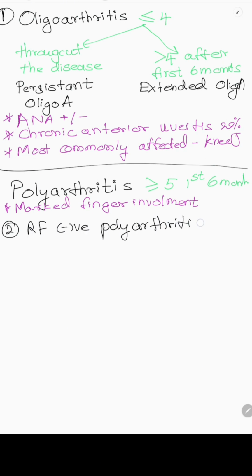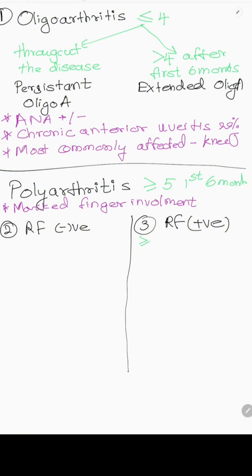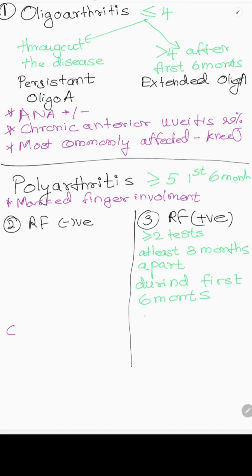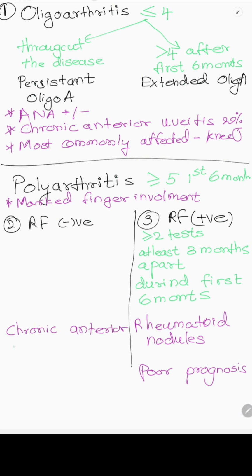Positive means it should be positive in 2 or more tests done at least 3 months apart during the first 6 months. So this has a poor prognosis and it is similar to adult rheumatoid arthritis, and there may be rheumatoid nodules as well. 5% of those who have rheumatoid factor negative polyarthritis can have chronic anterior uveitis.